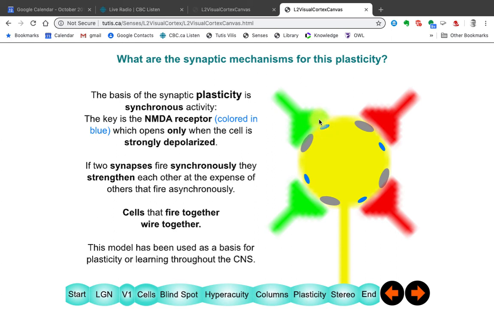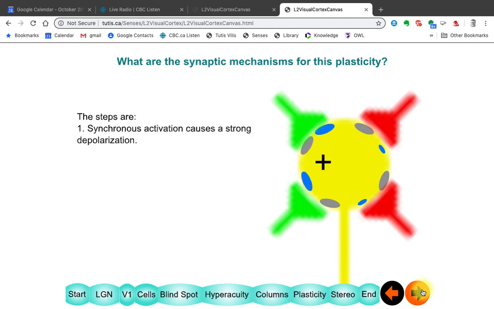And what you want to happen is that calcium goes through this channel and into the cell. So if you get these two cells to fire together, they'll wire together. Okay? And that again is an important principle, especially for memory. So if you're remembering any of this, it's due to this process.